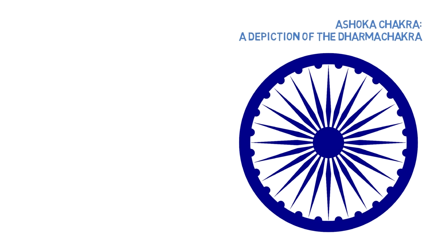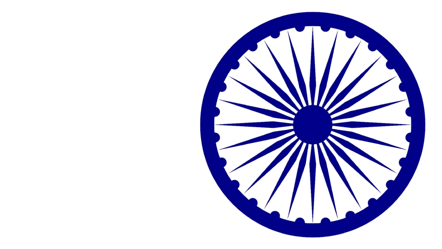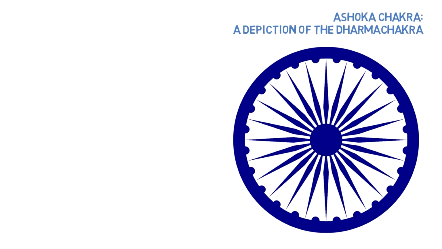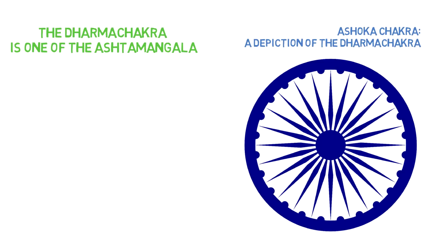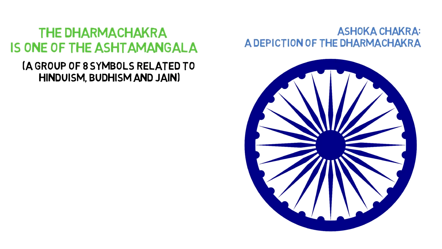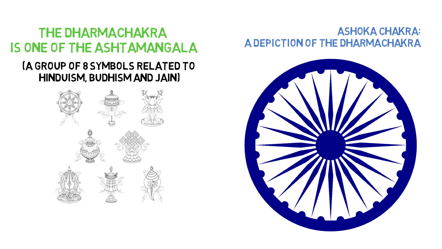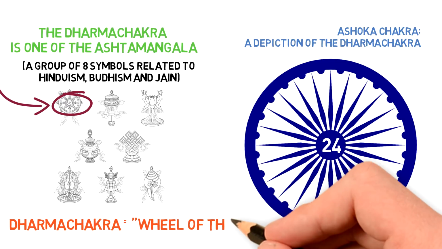The symbol is an Ashoka Chakra, which I'm probably mispronouncing. The Ashoka Chakra is a depiction of the Dharma Chakra. The Dharma Chakra is one of the 8 Ashtamangala, which are a group of 8 symbols related to Hinduism, Buddhism, and Jain. Its depiction in the Indian flag has 24 spokes, and according to the Hindu religion, the number 24 is very significant. It's also supposed to represent the 24 hours of the day. The chakra, or the wheel itself, also symbolizes the power of the state, governed by Dharma. In fact, Dharma Chakra roughly translates to wheel of the law.